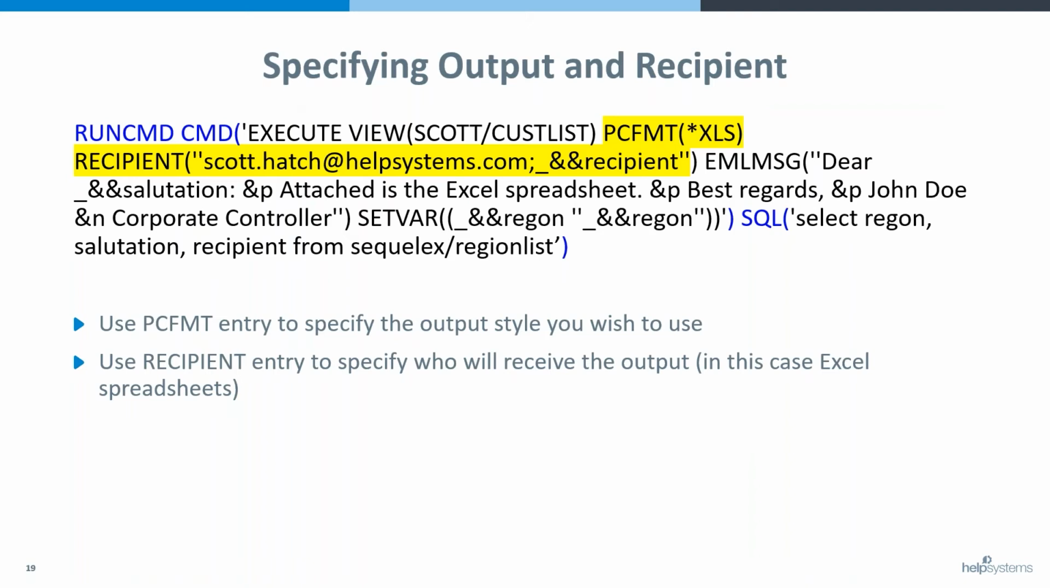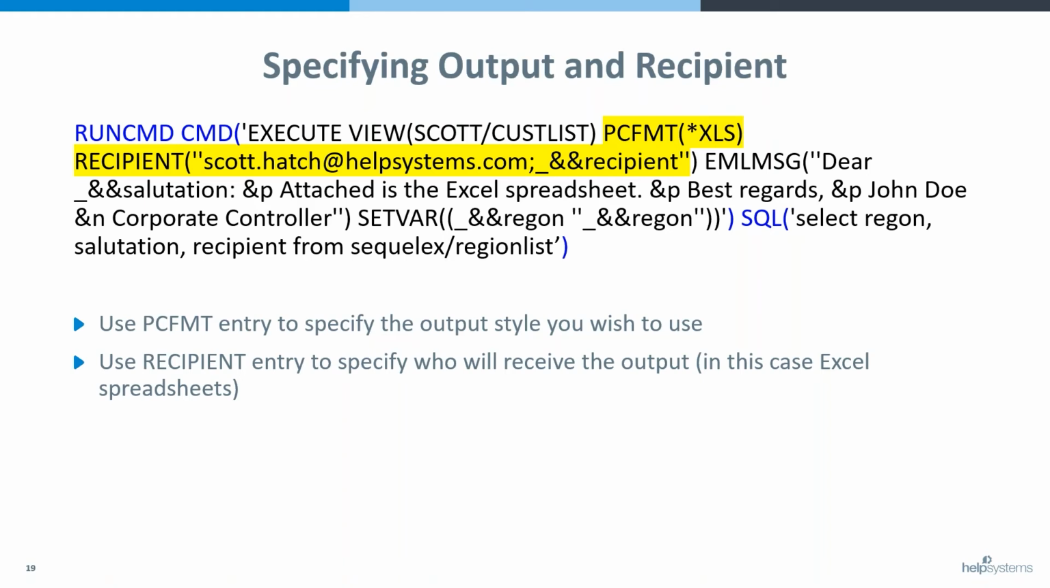Here we are repetitively using the execute command for the CUSTLIST view to output data in an Excel fashion. Use the PCFMT entry to specify the output style you wish to use. Use the recipient entry to specify who will receive the output. You can include a constant email example. I include my email address, so I receive a copy of every email which is sent by the script. Use a semicolon to designate the separation of addresses.